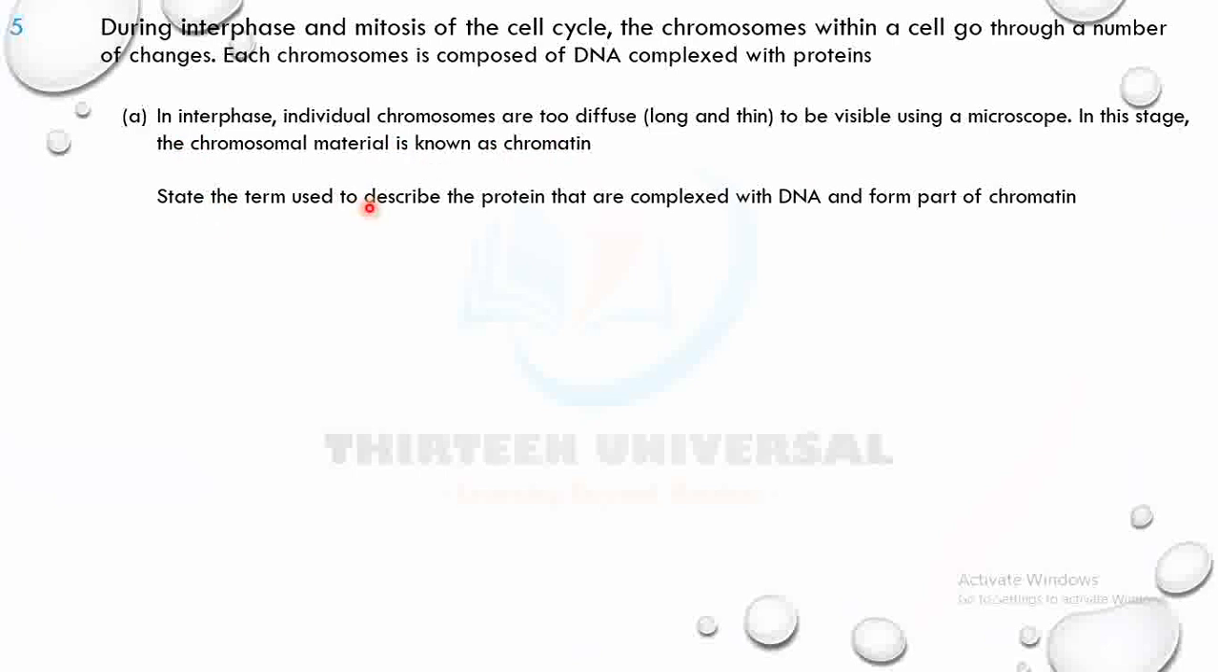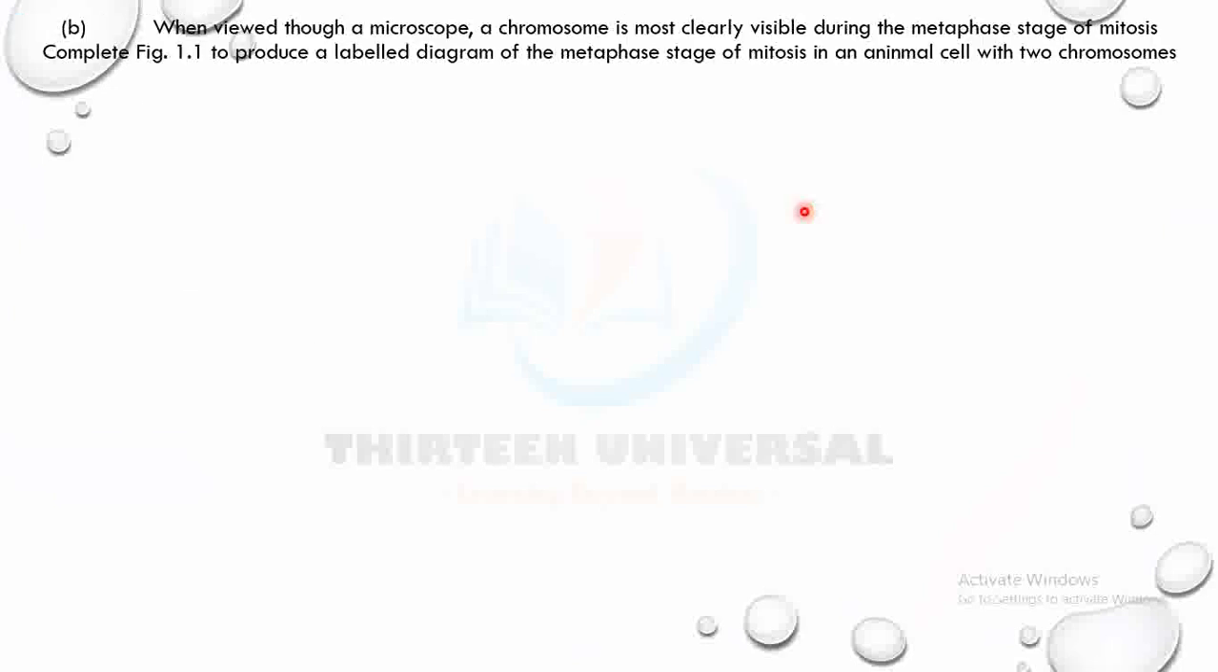State the term used to describe the protein that is complexed with DNA to form chromatin. So which protein combines with DNA to form chromatin? Of course, it's histone protein. Histone, that's one mark. When viewed through a microscope, a chromosome is most clearly visible during the metaphase stage of mitosis.